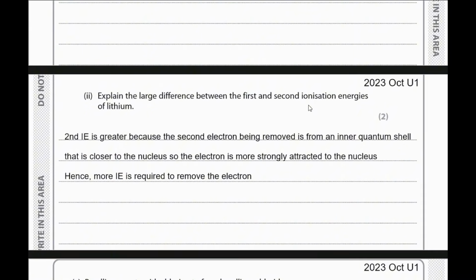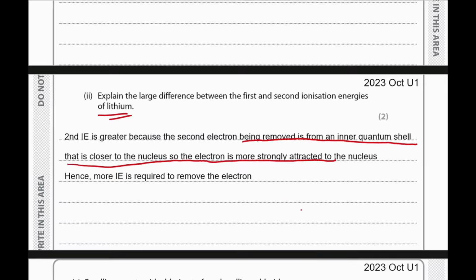Now explain the large difference between the first and the second ionization energies of lithium. The second ionization energy is greater because the second electron being removed is from an inner quantum shell that is closer to the nucleus. So the electron is more strongly attracted to the nucleus, and that is why more energy is required to remove the electron. That is a nice answer.